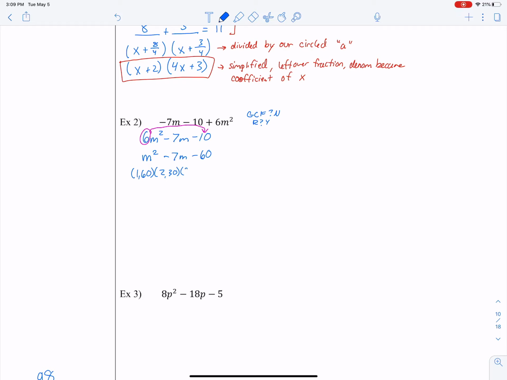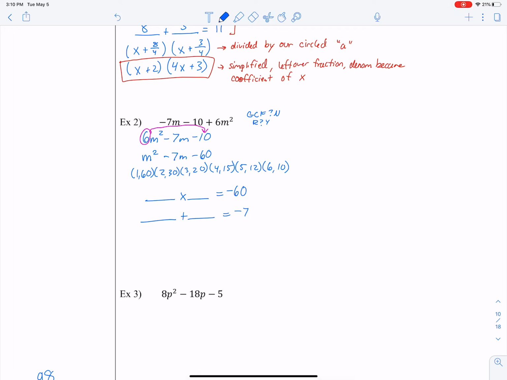3 and 20, 4 and 15, 5 and 12, and 6 and 10. Then we need two numbers that are going to multiply together to give us minus 60, and they're going to add together to give us minus 7.